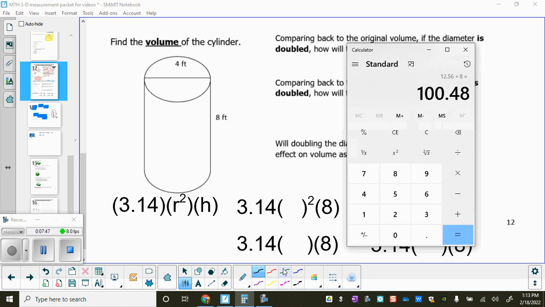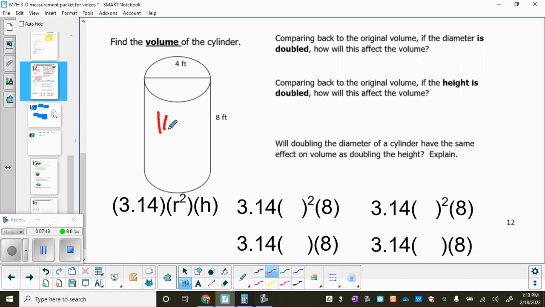So the original volume of this thing is 100.48. Okay? And we'll put cubic feet. 100.48 cubic feet. Now, if we compare back to this original volume, if the diameter is doubled, how is this going to affect the volume? Now, you might be thinking, if the diameter is doubled, then it's going to be double the volume. Let's see what happens here.